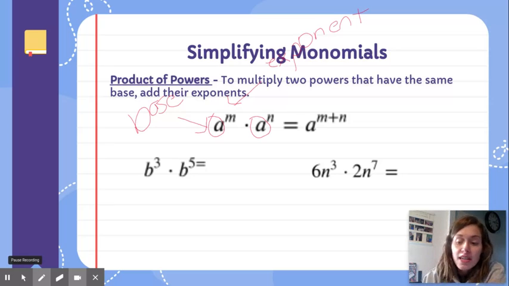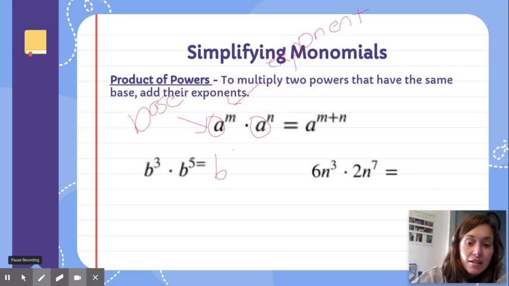So let's look at the example. We have b to the third times b to the fifth. Since the base is the same, they both have a base of b. To simplify it, we just add the exponents, 3 plus 5, and we can make that b to the 8.